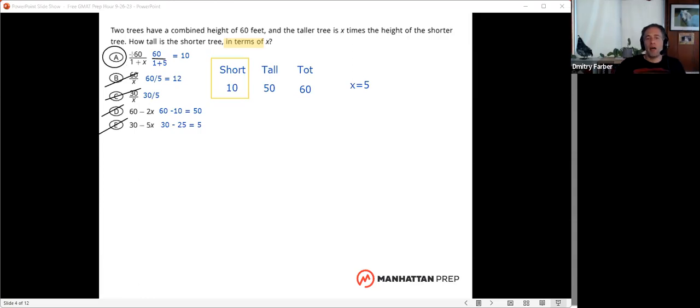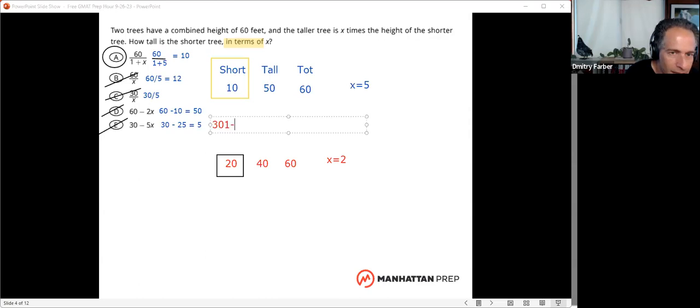If I had picked a pair that got me x is 2, then E would have worked as well, right? So that's where I've got to watch out, right? So let's say I had chosen the short tree to be 20 and the tall tree to be 40. There's nothing wrong with choosing those numbers, but then I would get x equals 2. And if I'm trying to have x equals 2 and get an answer of 20, you'll notice that 30 minus 10 is 20, but A also still works. 60 divided by 3 is 20, so I'd have two answers.